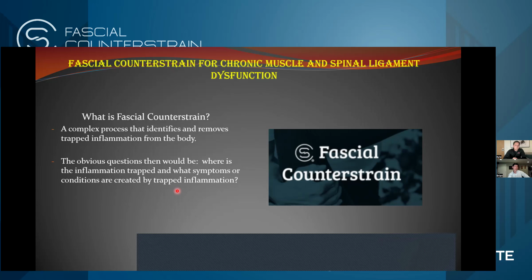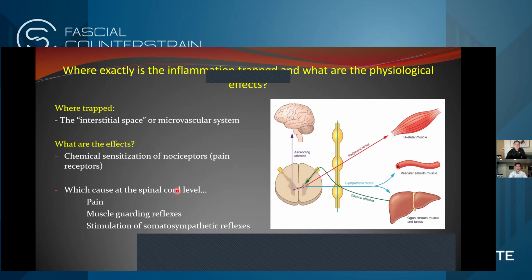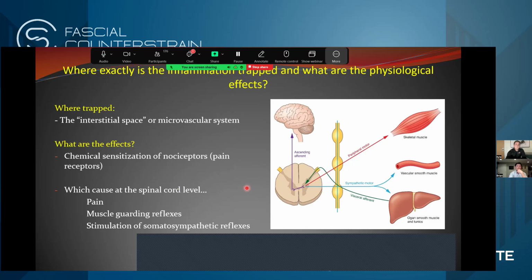Then that would lead you to the obvious questions: where exactly is this inflammation chronically trapped, and what are the symptoms or conditions caused by that trapped inflammation? Let's talk here real quickly. If we look at the question of where it's trapped, the answer is that it's in the newly discovered interstitium or microvascular system.